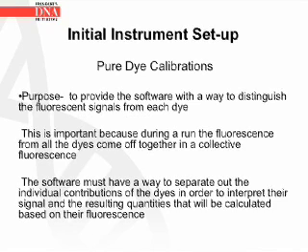The next calibration that is done is the pure dye calibration. The purpose of this is to provide the software with a way to distinguish the fluorescence signals from each dye. This is important because during a run, the fluorescence from all the dyes come off together in a collective fluorescence. The software must have a way to separate out the individual contributions of the dyes in order to interpret their signal and the resulting quantities that will be calculated based on their fluorescence.